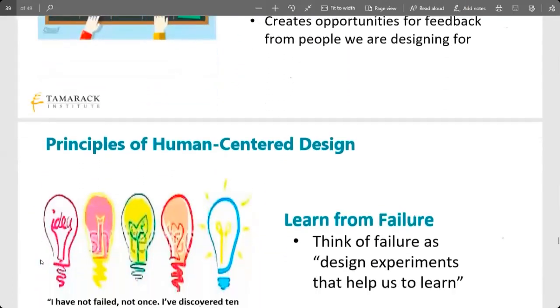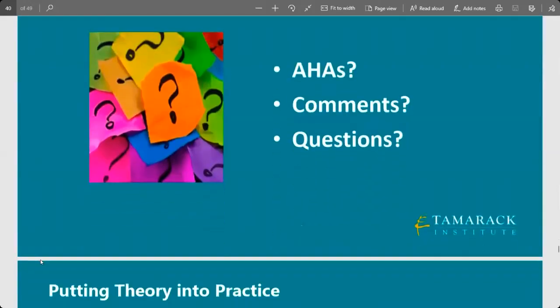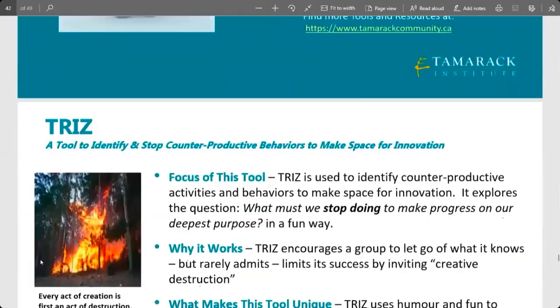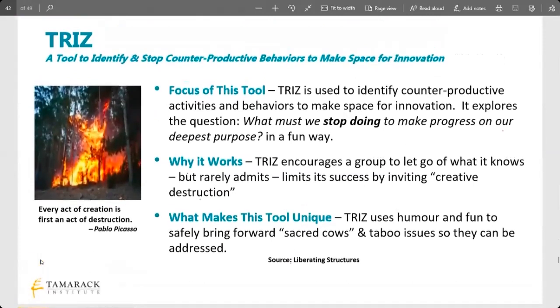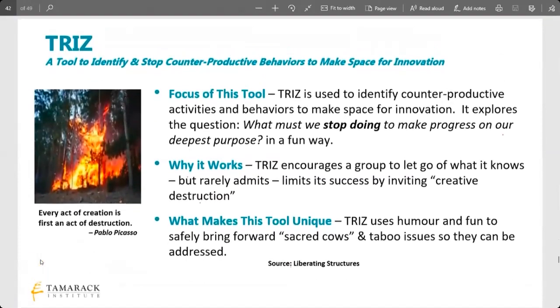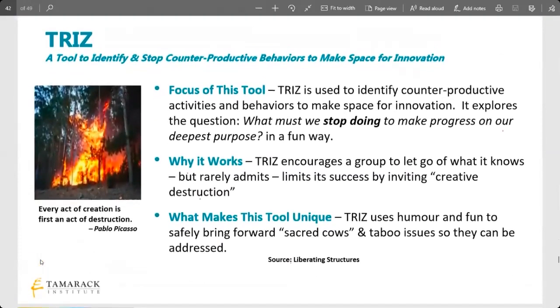Okay. Slide number 43 is called TRIZ. Okay, 41. TRIZ is a facilitation practice that has this very long, convoluted Russian name, and so it's known by the term TRIZ instead, because it's easier for us to pronounce and remember.